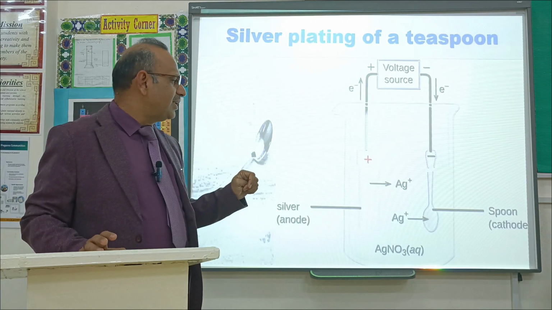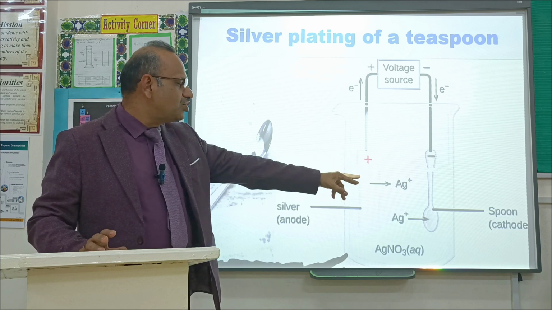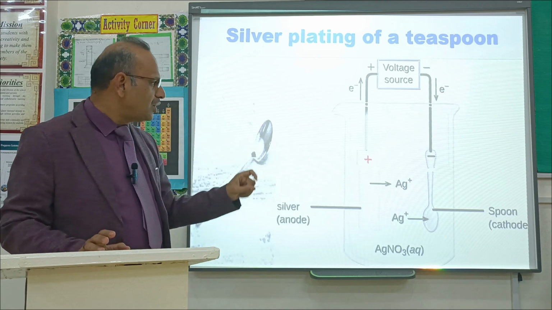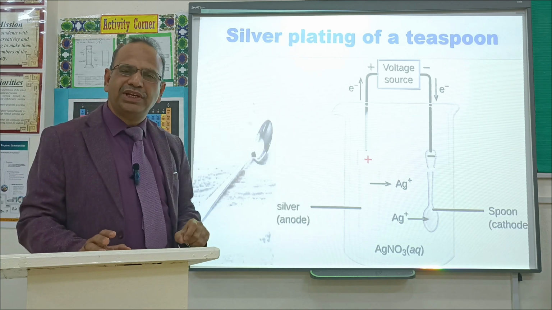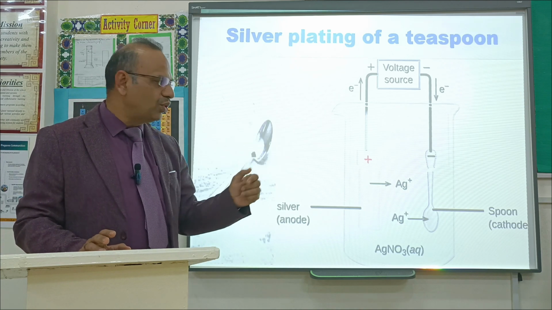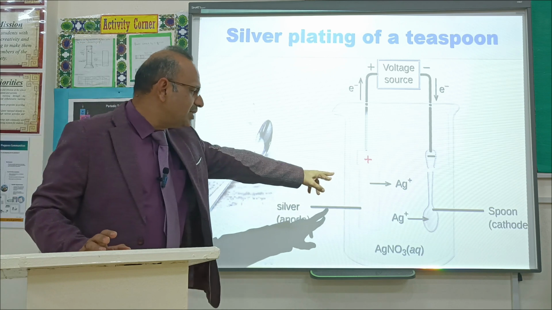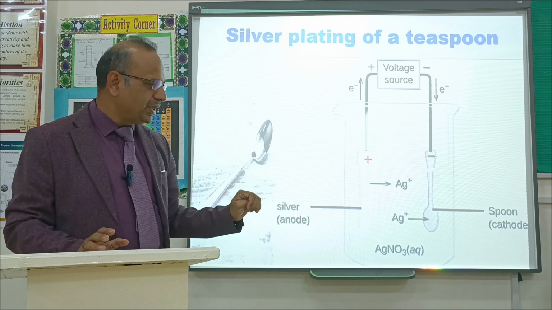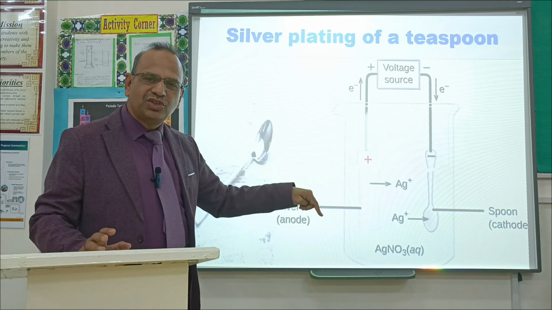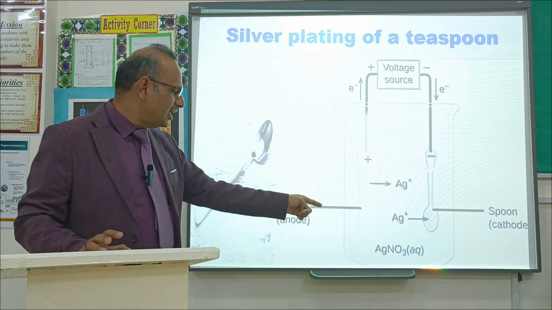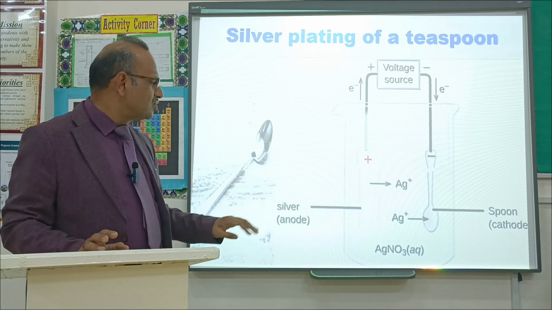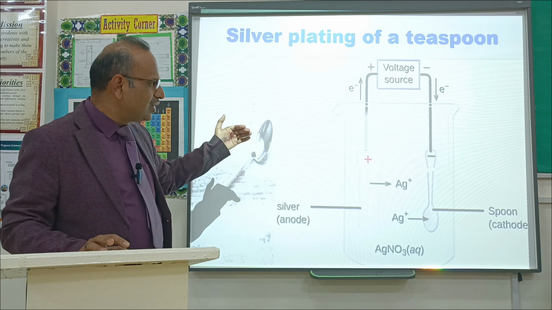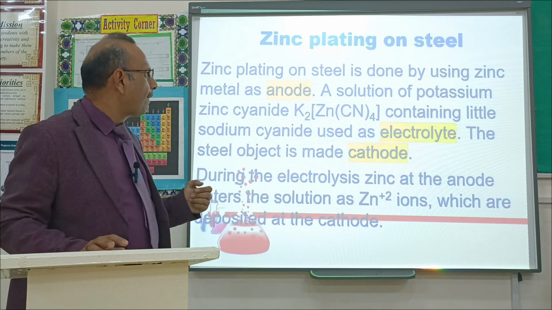Look at this example. If we want to electroplate silver on a spoon, it must be connected to the negative terminal of the battery. It will be the cathode, and the anode will be the metal which we want to electroplate, I mean silver. The electrolyte will also contain the same metal, like silver nitrate. After electroplating, you get a spoon with electroplated silver.